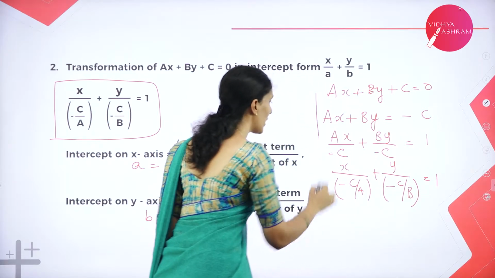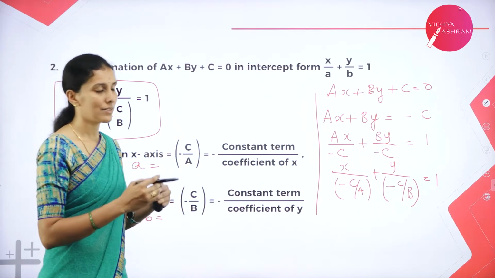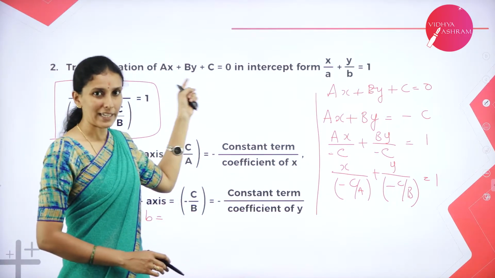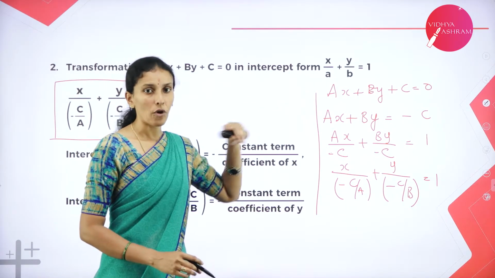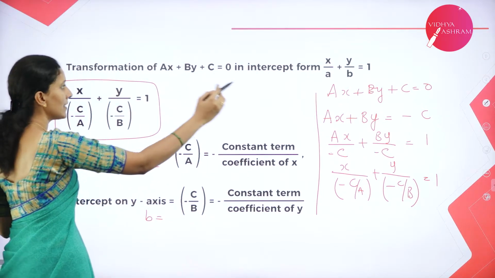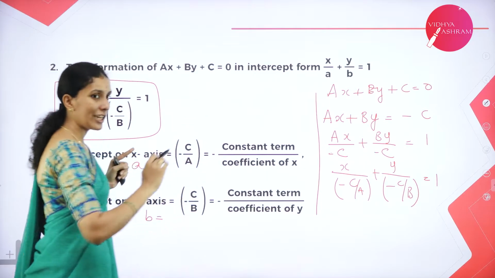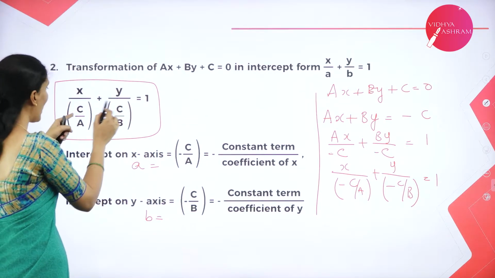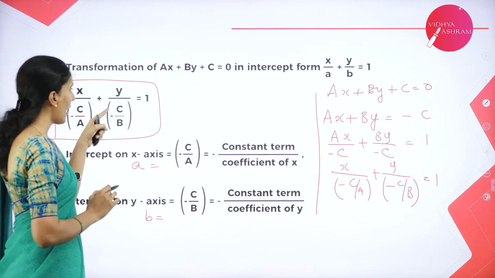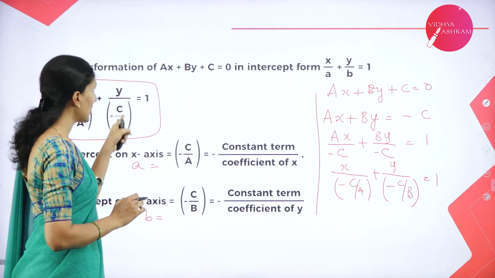So, this is how we can convert in step-by-step form, but directly we can write the equation in the general form to intercept form. How? By knowing the values of a, b, c. So, if this is our general equation in intercept form, the value of a can be directly taken as minus c by a and b can be replaced with minus c by b.